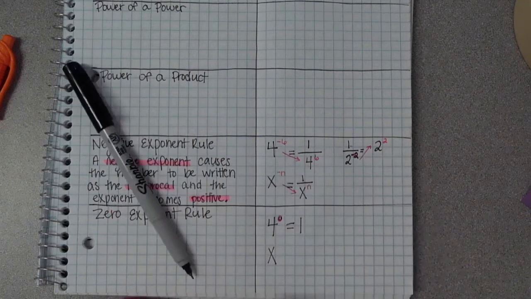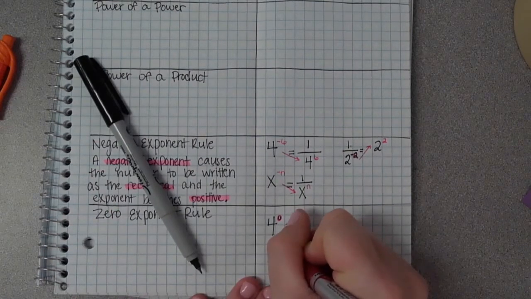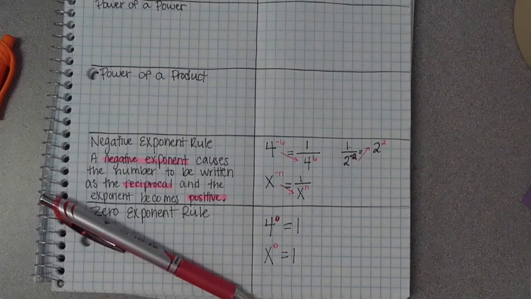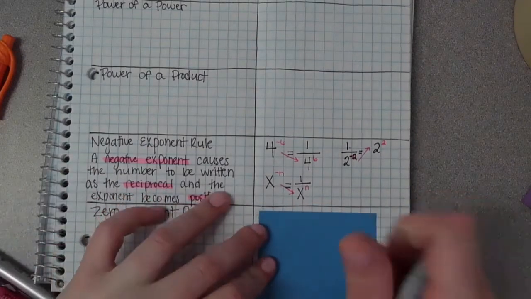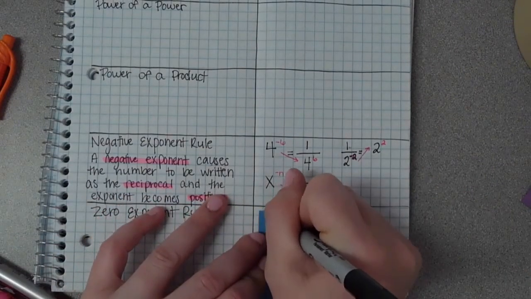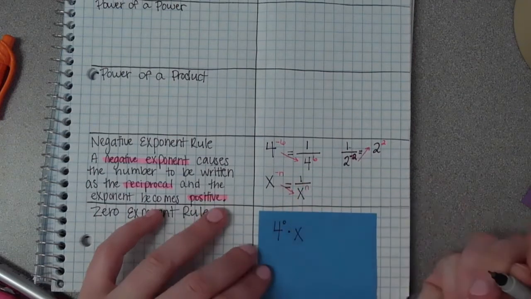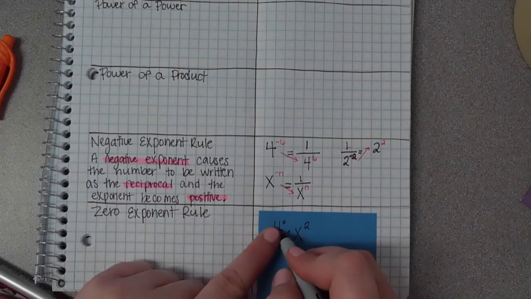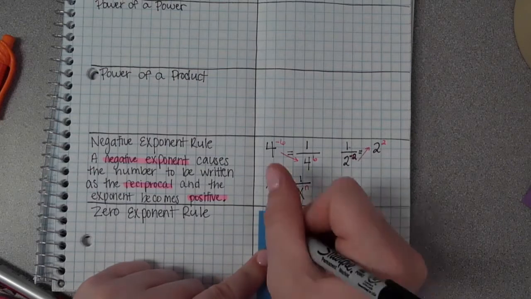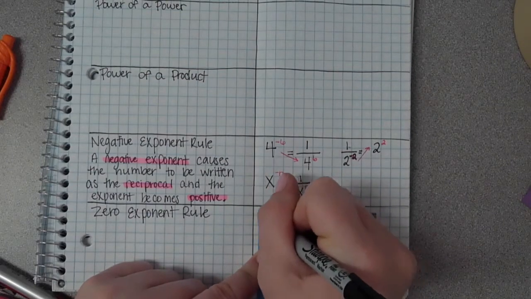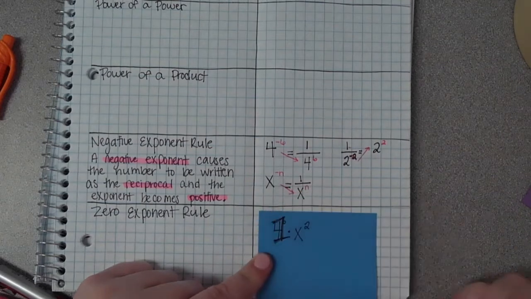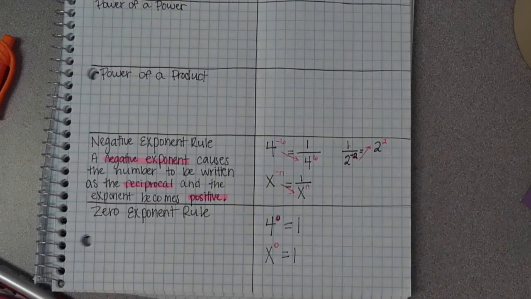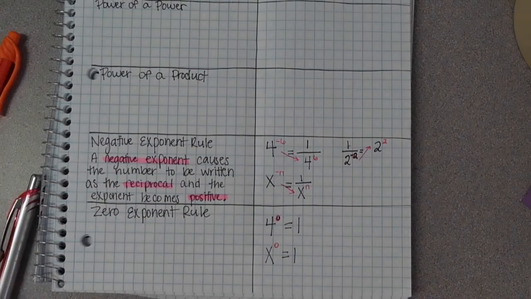X, or any number to the 0 power, is 1. And let me show you something with that really quick. The reason we have to make it 1 is because if I had 4 to the 0 times x squared, and I made this a 0 and multiplied, that would change everything to 0. So pretty much this just cancels out. It becomes 1, so it would just be x squared. So just keep that in mind. Don't think that it makes it 0.